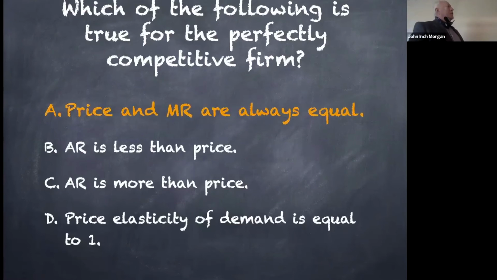Price and marginal revenue are always equal. Now, one of the things that we're going to see when we get into the other three less competitive markets is that price and marginal revenue are going to be different. Marginal revenue is going to be less than the price at all levels. But for the perfectly competitive firm, price, marginal revenue, and demand are all going to be equal.